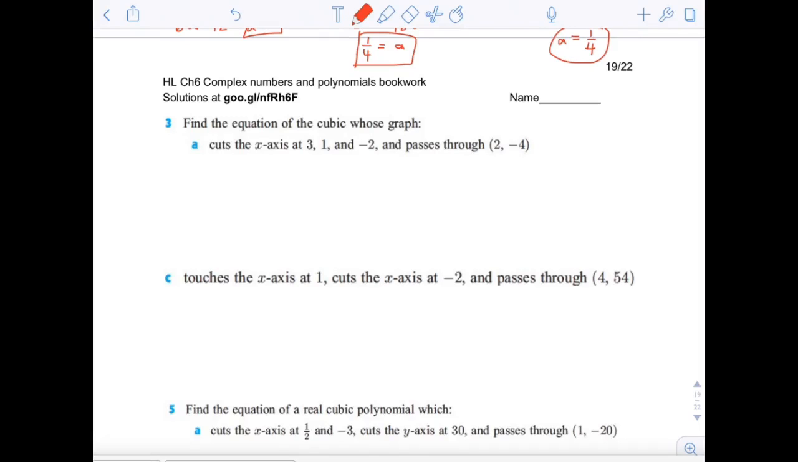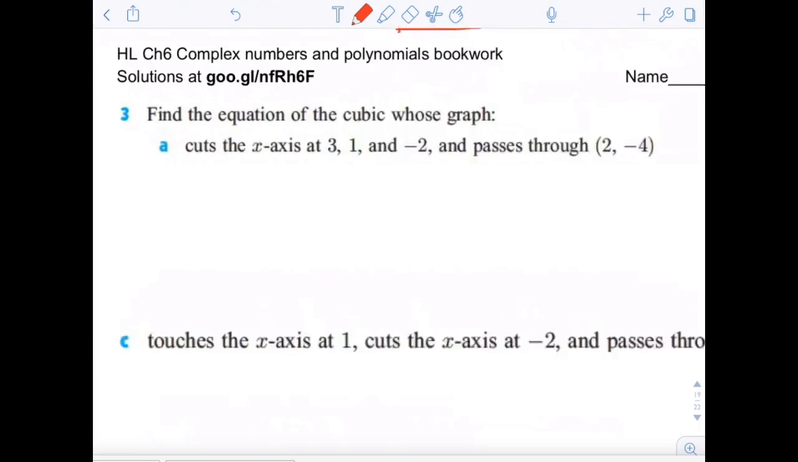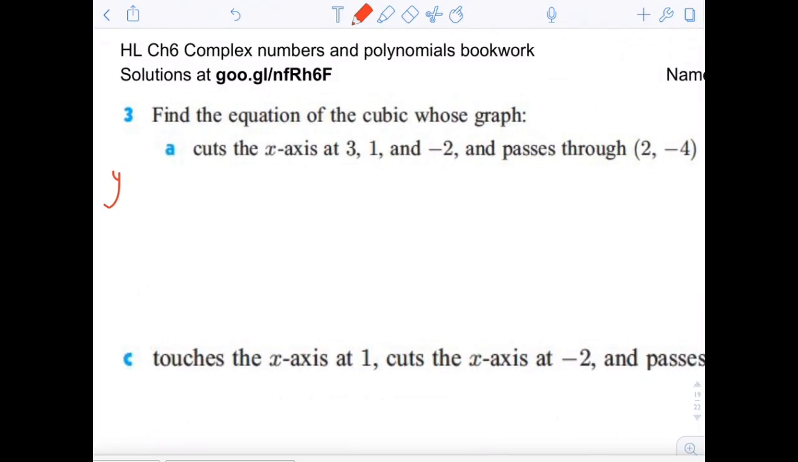So 3a, find the equation of the cubic whose graph cuts the x-axis at 3, 1, and -2 and passes through (2, -4). So we're going to write y equals a times (x - 3)(x - 1)(x + 2). And we know that this is equal to, we can put x equals 2, y equals -4, and substitute that in, and it'll work out.